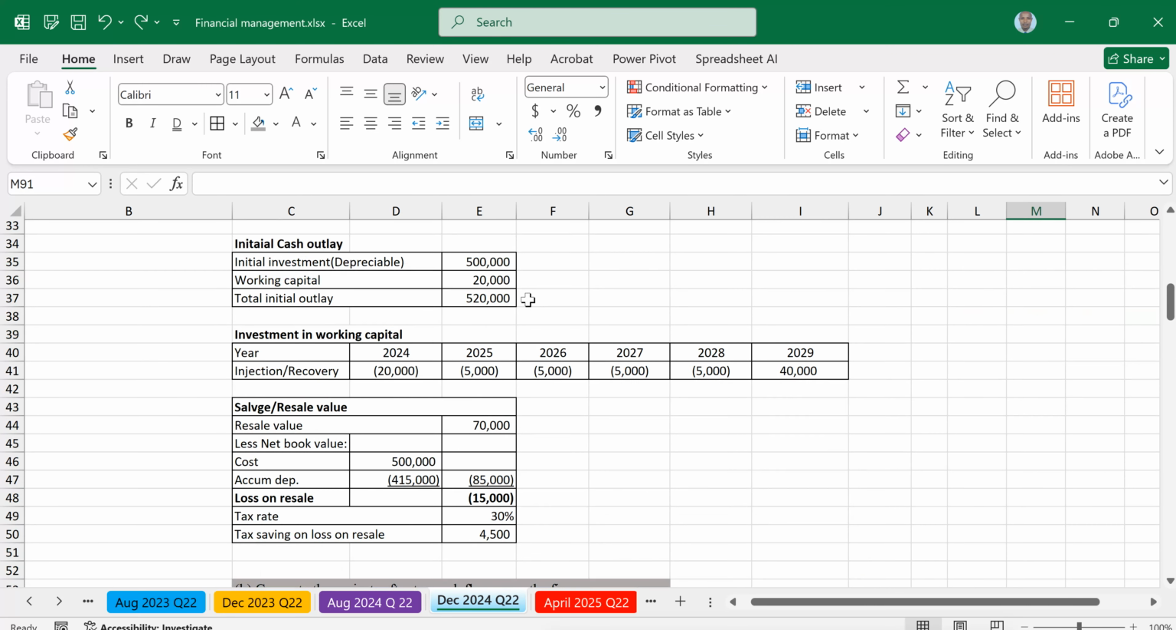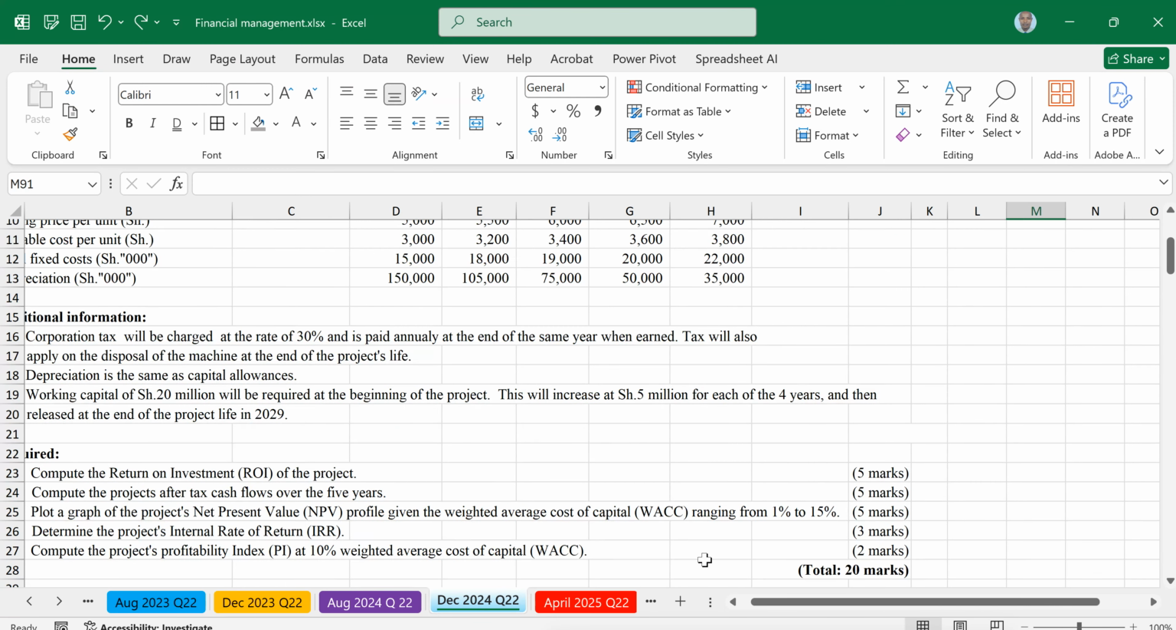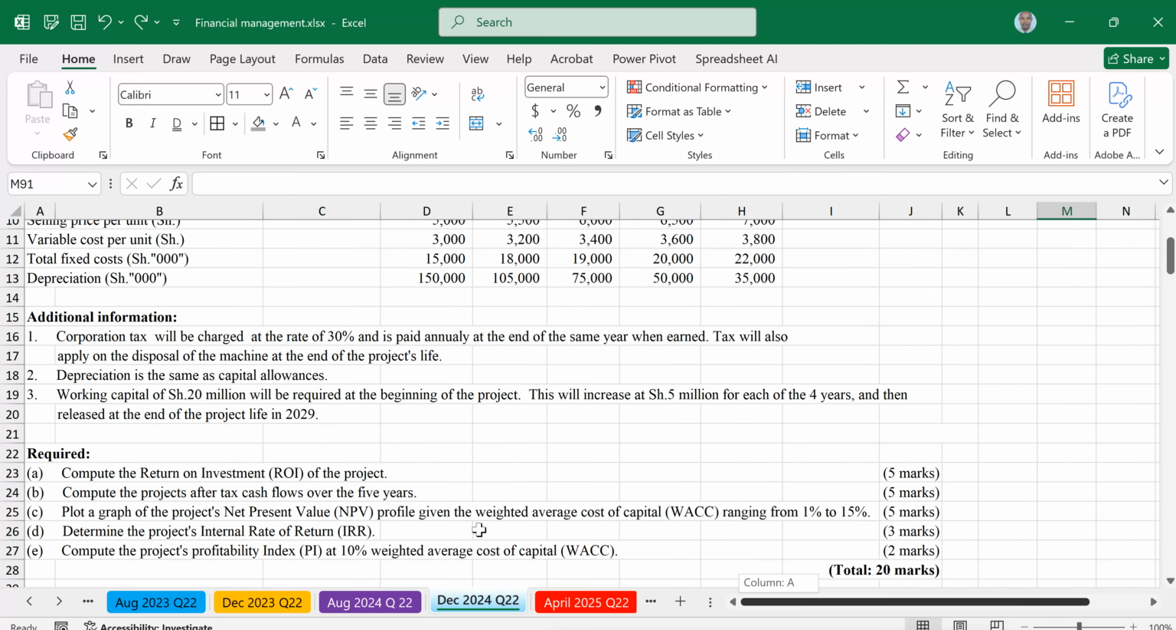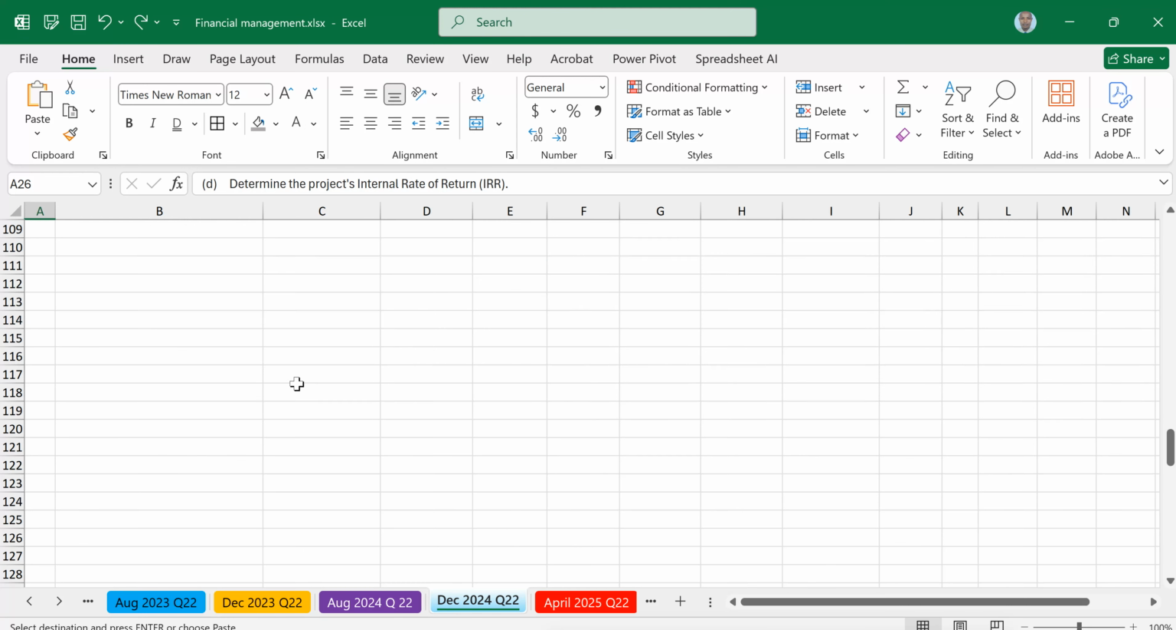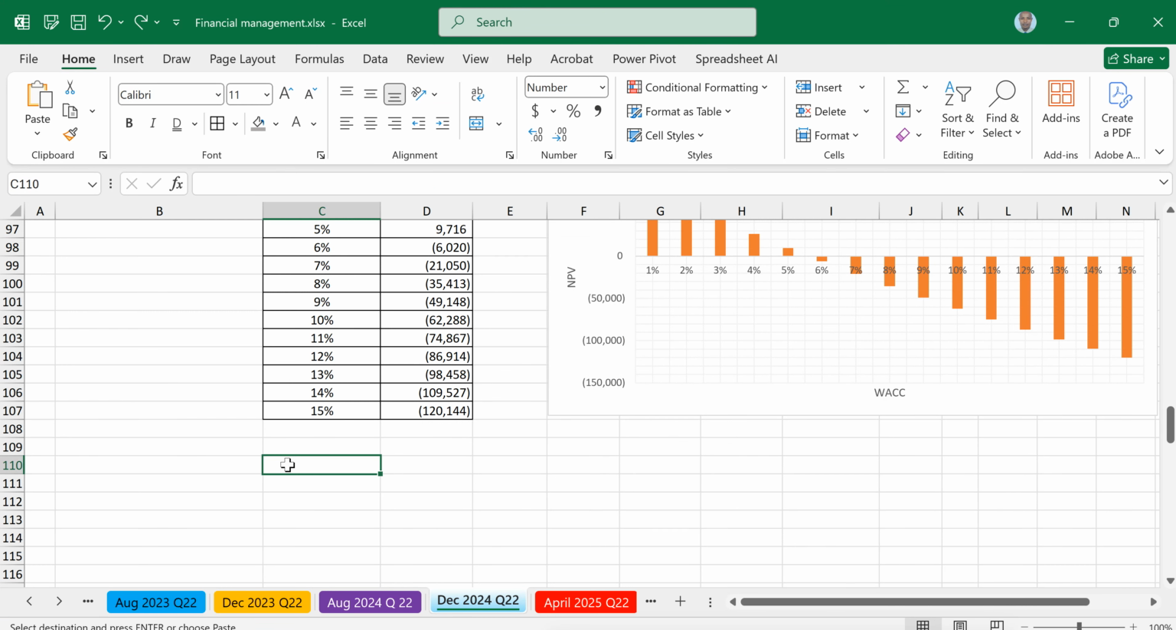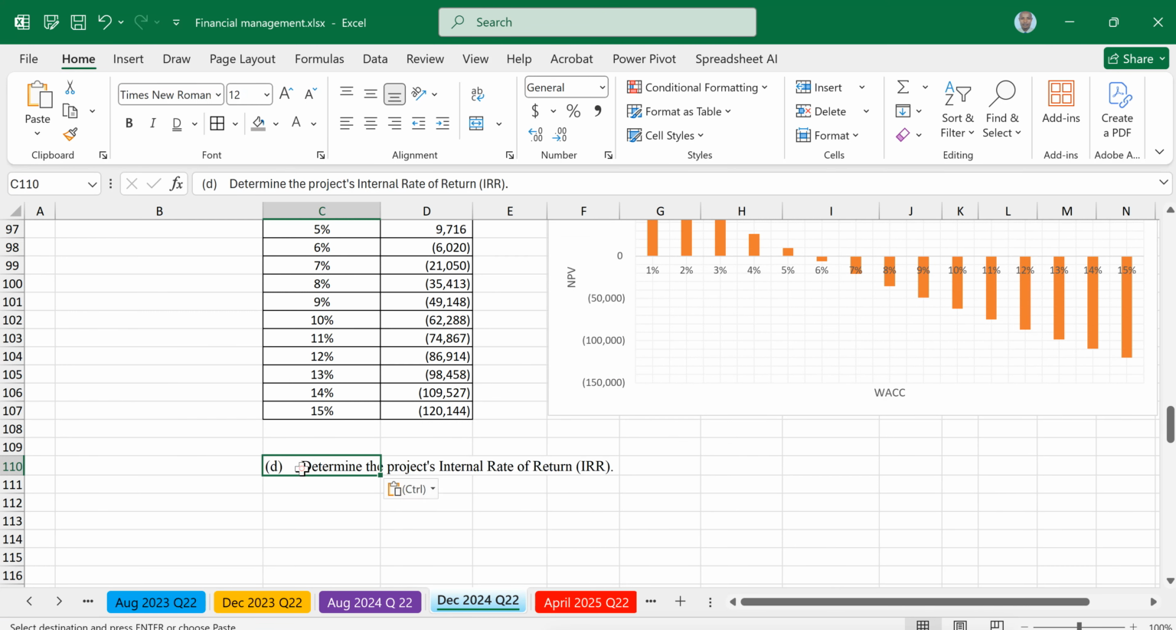D, determine the project's IRR. So determine the project's internal rate of return, IRR. That is very easy. We can either do it using a chart or formulas. We'll be using a formula in this case. So determine the project's IRR.